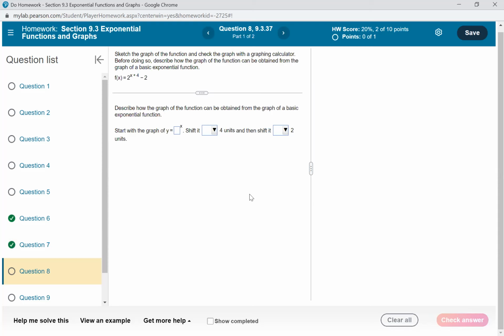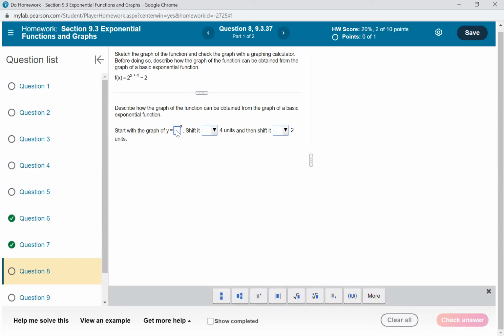All right, y'all. So the last one of those, let's see what you want in the first blank. Start with the graph of y equals blank to the x. What am I putting there? 2. All right. Then it says shift it blank 4 units. So that 4 is being added to the x. So what's that 4 doing to my graph? Goes left. Oh, good. You're on the ball today. And then shift it blank 2 units. Down. Down. So y'all, once y'all put that in, you're going to check that.